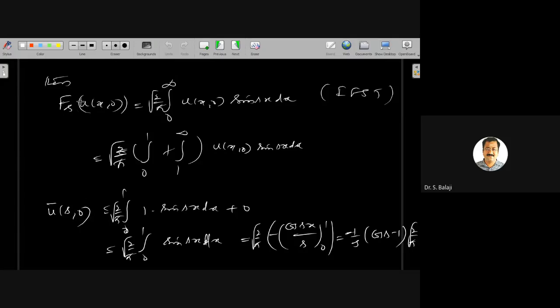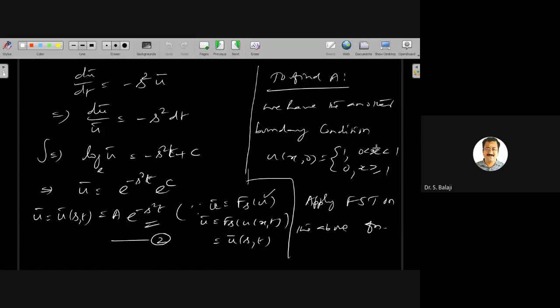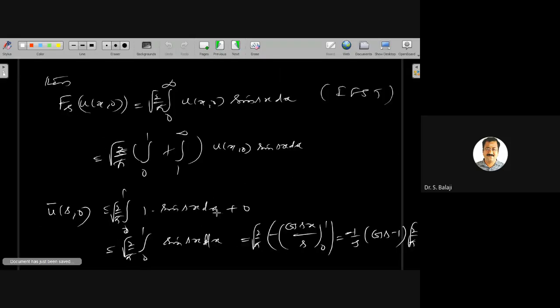After the Fourier sine transform, you are going to represent it by u bar, with x transformed into s. Therefore, u bar of s comma 0, since t is 0. So root of 2 by pi times the integral from 0 to 1, where u is defined as 1, of 1 sin sx dx. For the other range, it is all 0. So root of 2 by pi times the integral from 0 to 1 of sin sx dx.